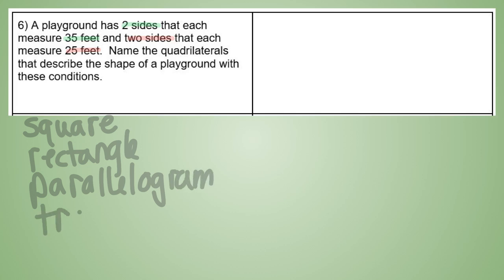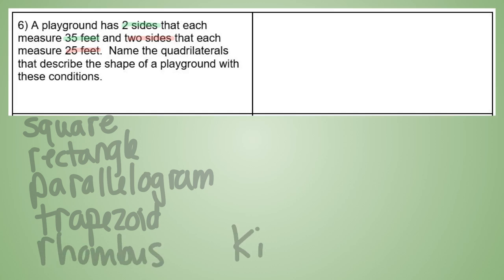You could have a trapezoid. You could have a rhombus. You could have a kite. All right, looking at all those options, I want you to pause me, eliminate any that can't work for this, and then come up with the answer to question number 6.